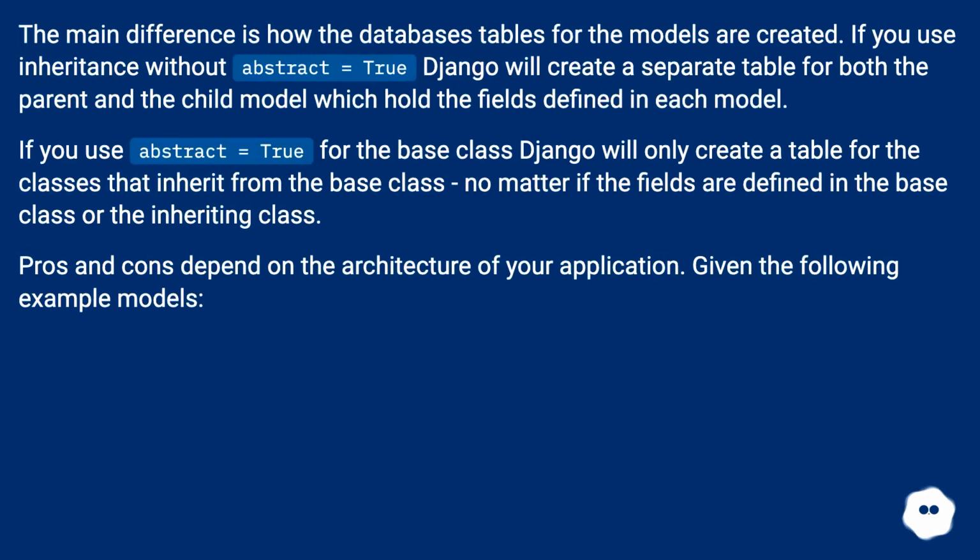The main difference is how the database's tables for the models are created. If you use inheritance without abstract equals True, Django will create a separate table for both the parent and the child model which hold the fields defined in each model. If you use abstract equals True for the base class, Django will only create a table for the classes that inherit from the base class, no matter if the fields are defined in the base class or the inheriting class. Pros and cons depend on the architecture of your application.